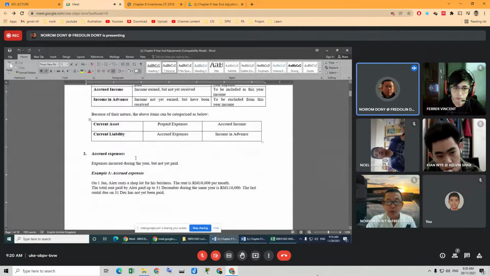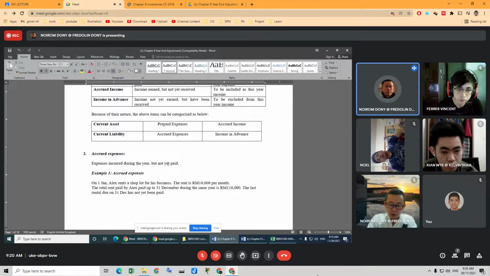Now, let's go through accrued expenses one by one. Accrued expenses, meaning expenses incurred during the year, but not yet paid. So bear that in your mind, if it's not being paid, no recording at all, because normally we record as we make payment. So if we haven't made the payment yet, it's not been recorded yet.